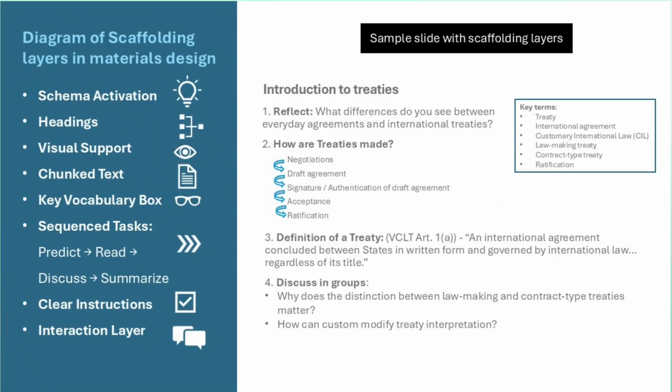Scaffolding through materials. Scaffolding does not mean simplifying academic content. It means supporting access to that content while preserving disciplinary depth and expectations. How? Through clear headings, logical sequencing, recycling clear terminology, and visuals that support meaning. Well-scaffolded materials reduce uncertainty and help students focus on learning.